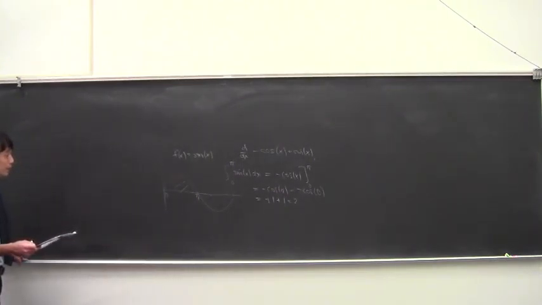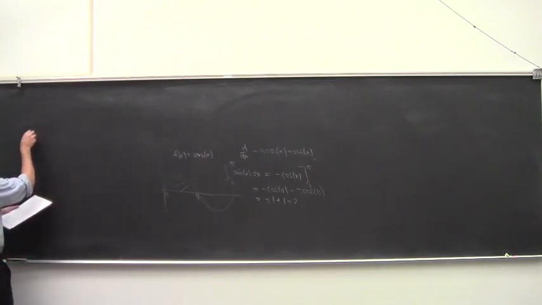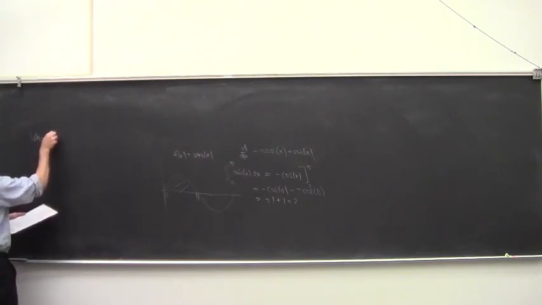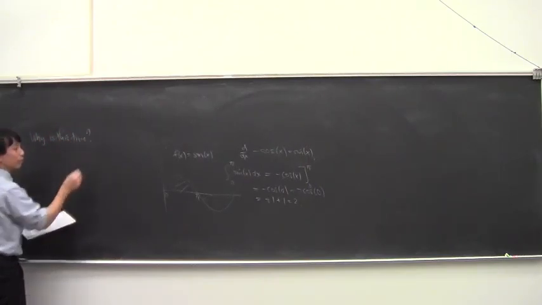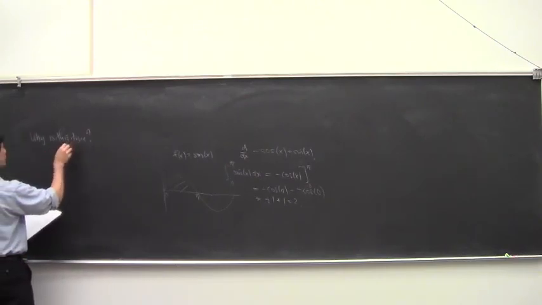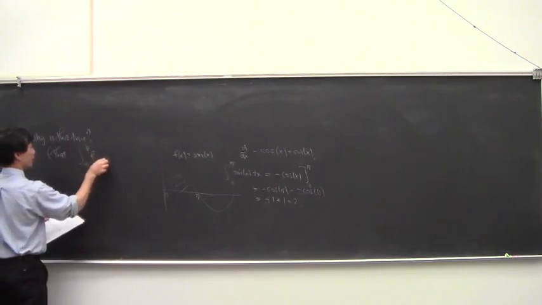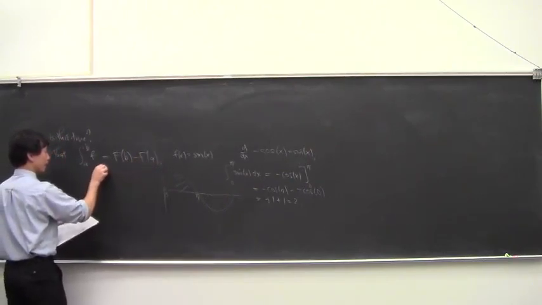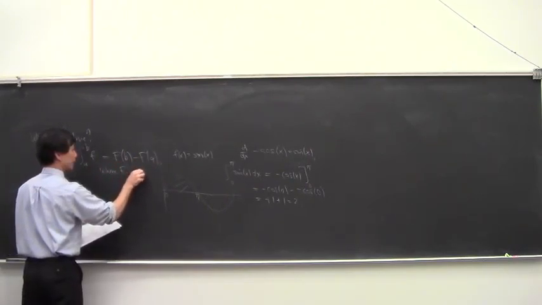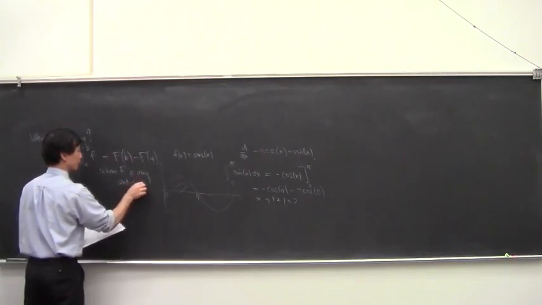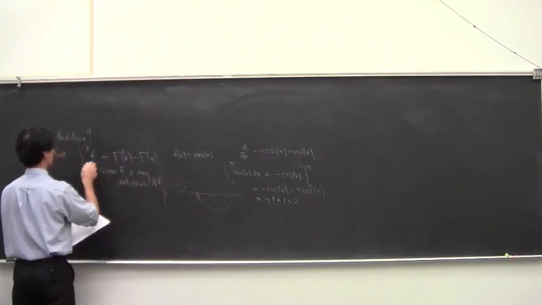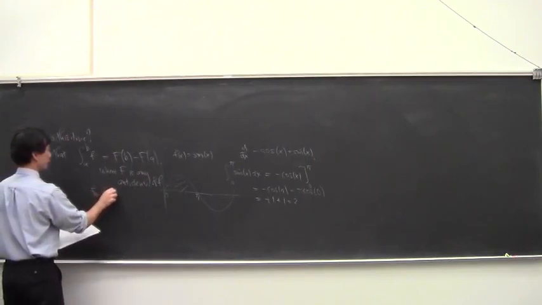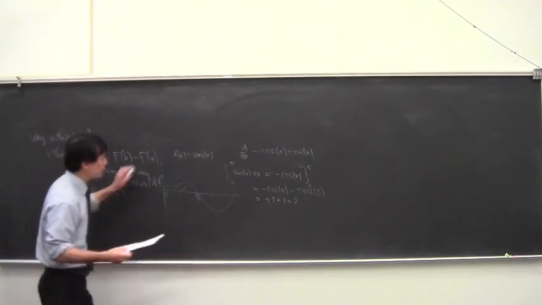So let me quickly sketch out why we believe this. Why is it true that the integral from a to b of f is F of b minus F of a, where F is any antiderivative of little f, for f continuous? Why is it true?